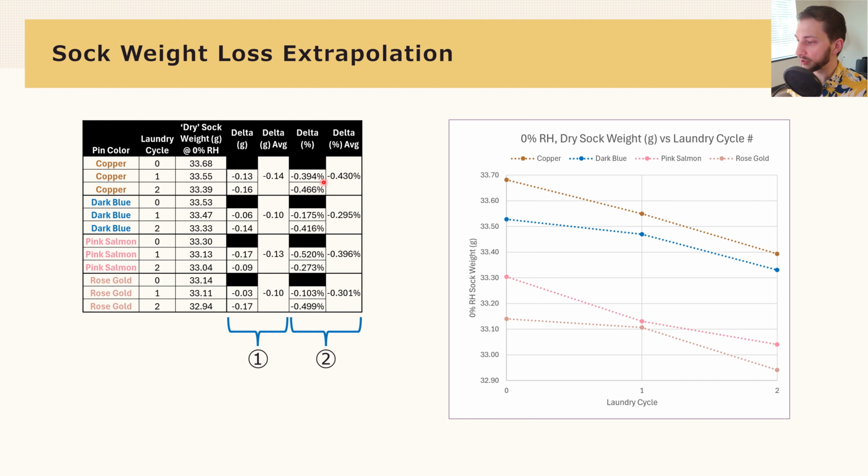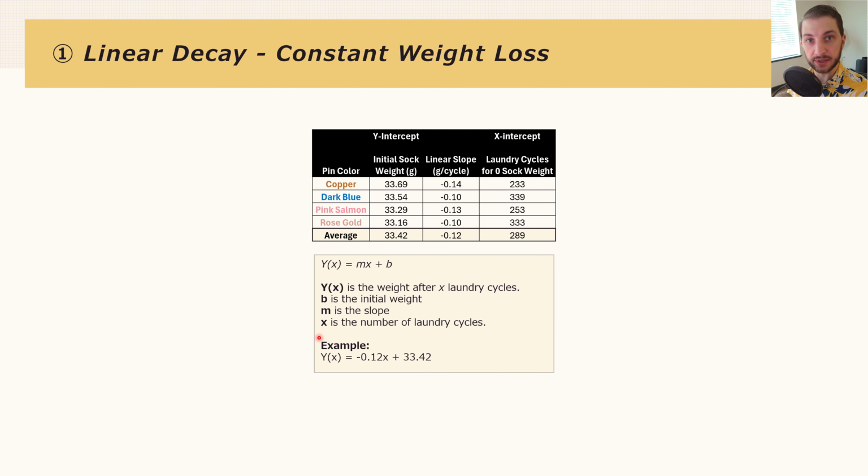So we'll use column 1 for a linear extrapolation, and then in part 2 here, column 2, we're going to do an exponential extrapolation. So first off, we do the linear extrapolation, which has a constant weight loss. And when we do that, our average loss is 0.12 grams per laundry cycle. And if you carry that all the way to the x-intercept with no sock weight remaining, it's about 300 laundry cycles.